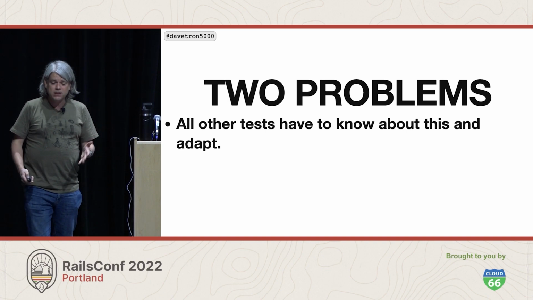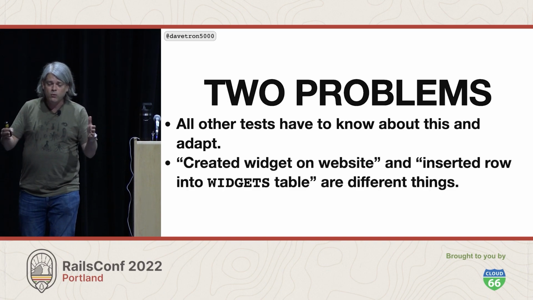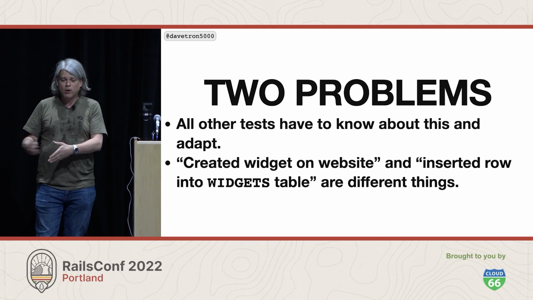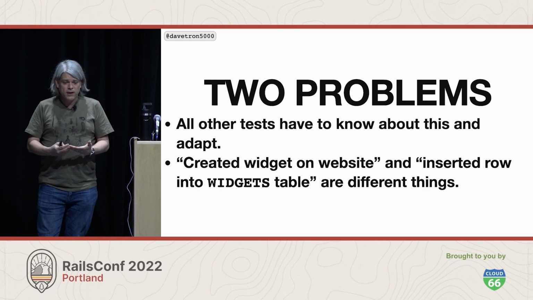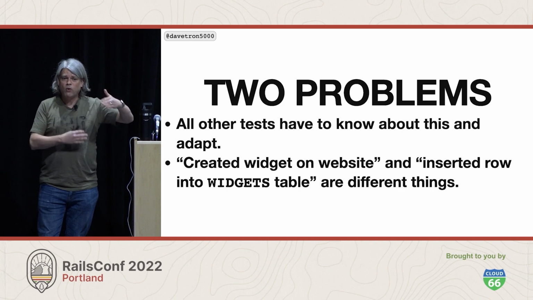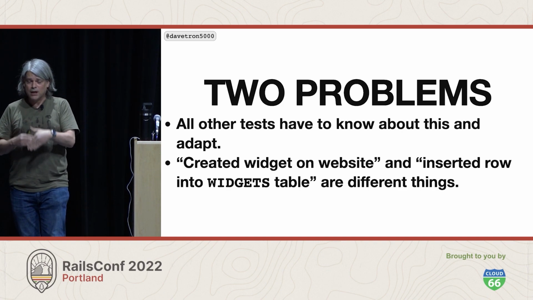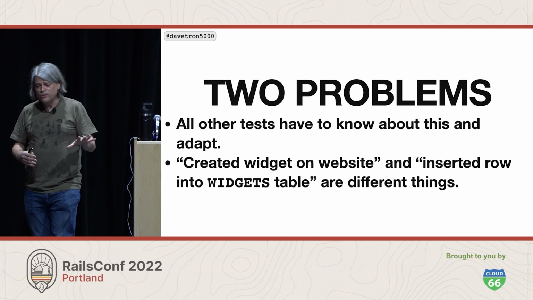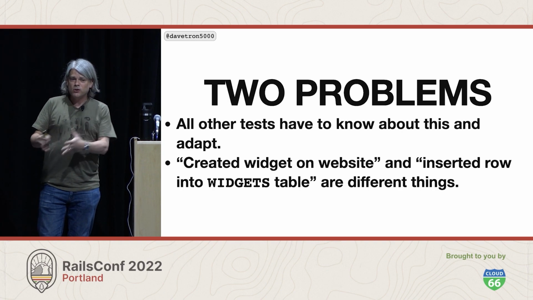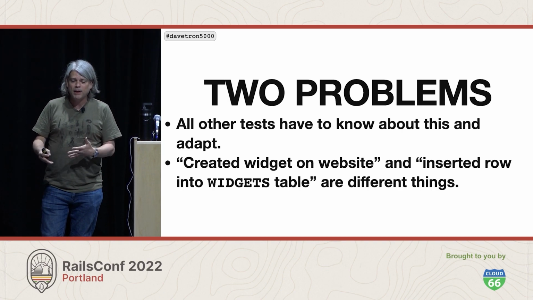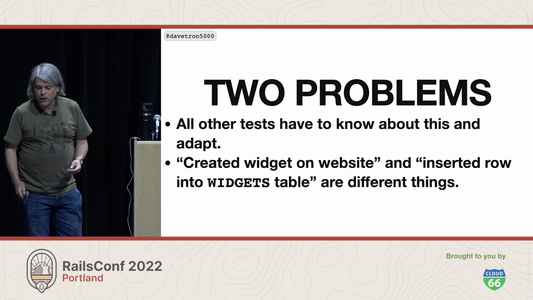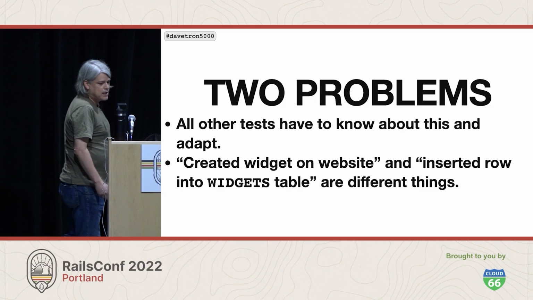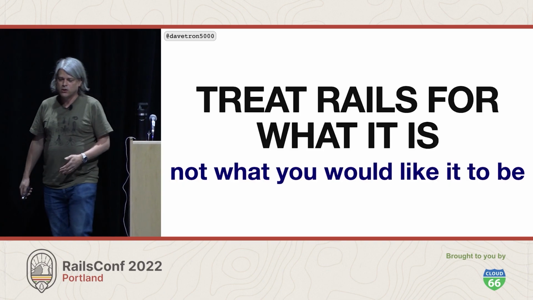But there's also kind of a semantic problem. Creating a widget on the website and inserting a row into the widgets table are different things. And so we've conflated them by using the callback. And it's probably not true that the business wants this logic run every time a row is inserted into the widgets database table. But if it were true, there are things other than Rails that can insert into the widgets database table. So the callback doesn't work for either case. It seems wrong. So that's kind of what we're talking about. So how do we sort this out? How do we figure out where is a better place for this code, right?